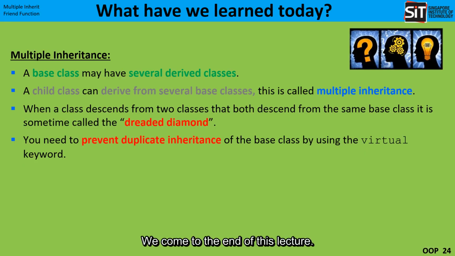We've come to the end of this lecture. What have we learned today? Multiple inheritance. A base class may have several derived classes. A child class can derive from several base classes. This is called multiple inheritance. When a class descends from two classes that both descend from the same base class, it is sometimes called the dreaded diamond. You need to prevent duplicated inheritance of the base class by using the virtual keyword.